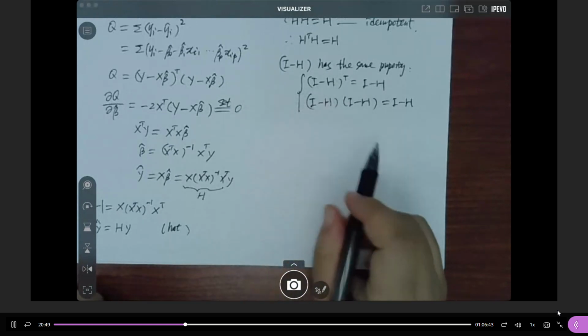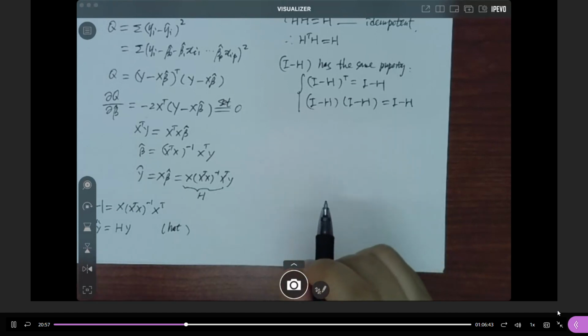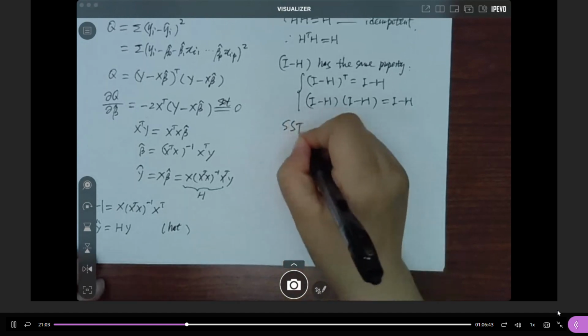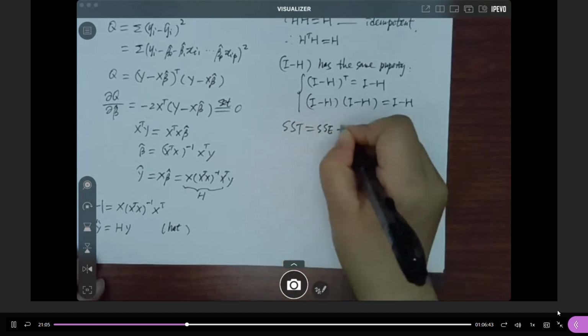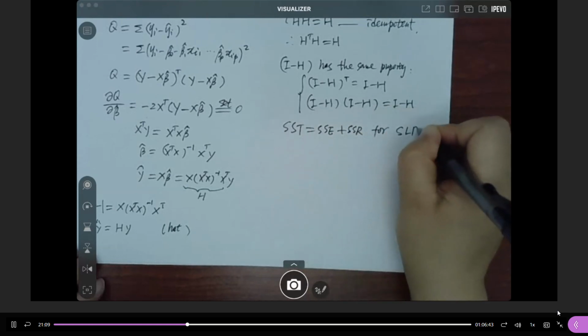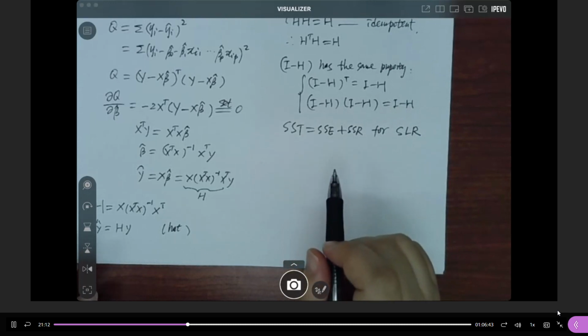So these are the properties we are going to use frequently in the future if we use matrix form. So next, I'm going to focus on the sum of squares. You have the sum of squares for simple linear regression. We know that SST equals SSE plus SSR for simple linear regression. Does this hold for regression through origin, RTO?